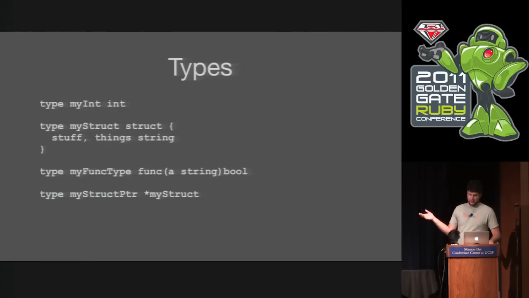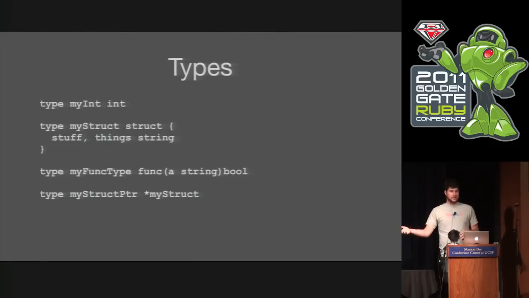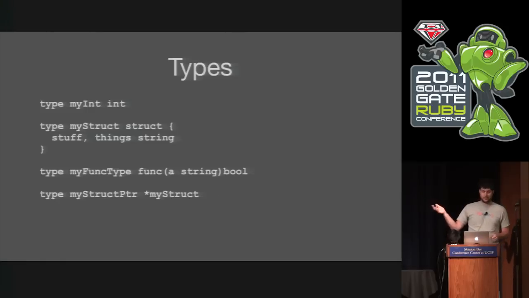Here are just a few examples of defining your own type. You can make your own concrete type that just has an underlying type of one of the simple types, like for example an integer. You can define structures. You can define types that are function signatures, which is really useful if you're going to make something that wants to accept a function and then do something interesting with it.